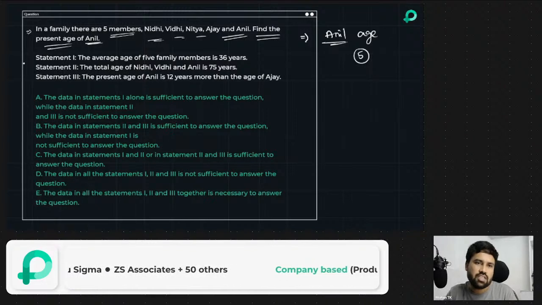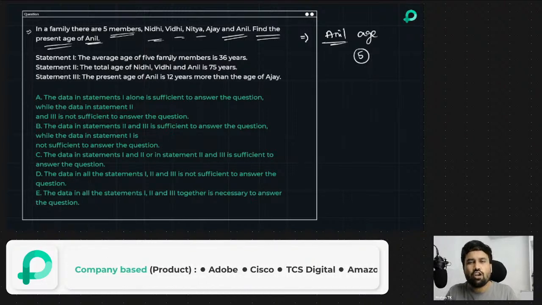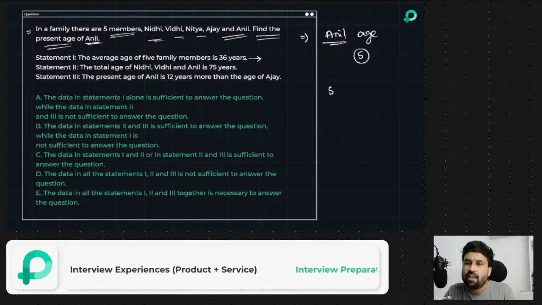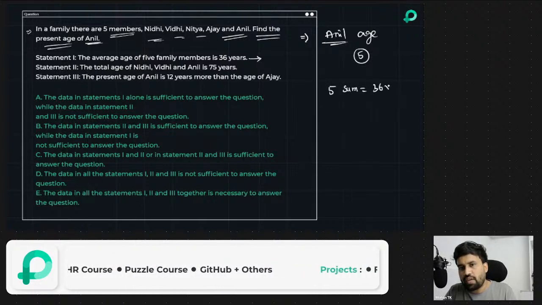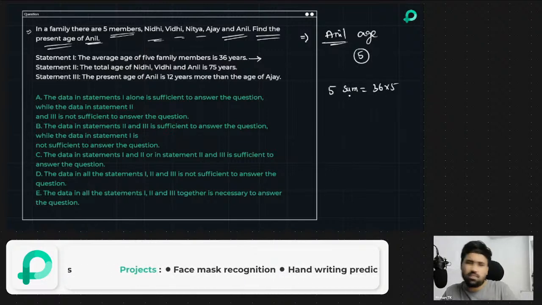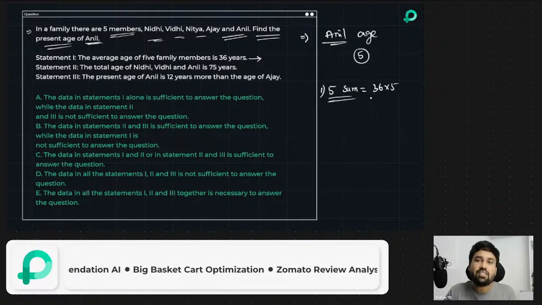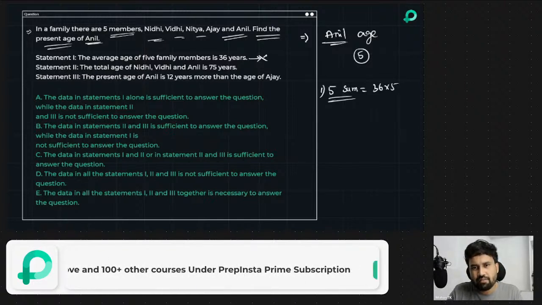So let's start with statement 1. The average age of the 5 family members is 36. Since the average of 5 people is given, you can find the sum of their ages, which is 36 into 5. Don't calculate any answers, just leave it like that. From statement 1, I can find the sum of the 5 persons' ages, but I am not getting Anil's age. So it alone is not sufficient.